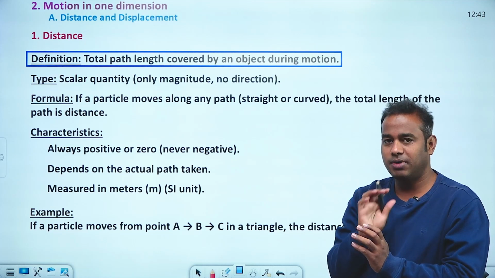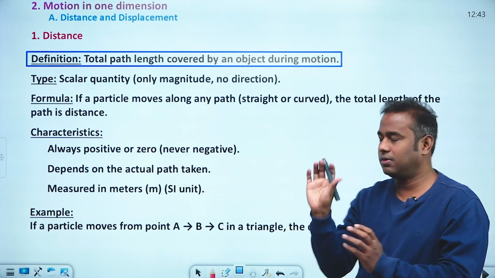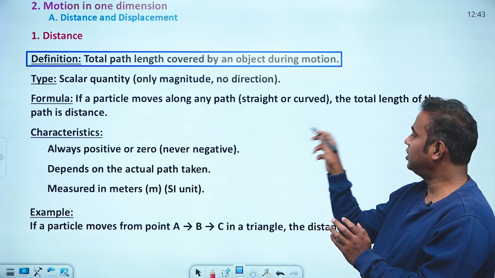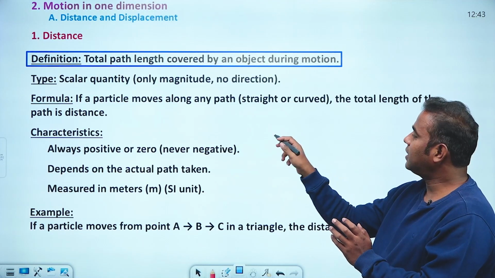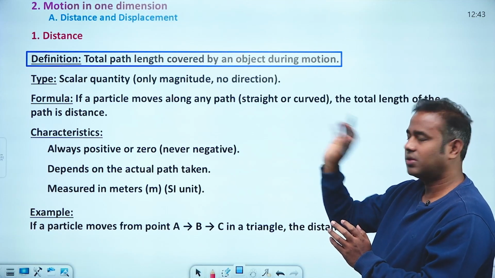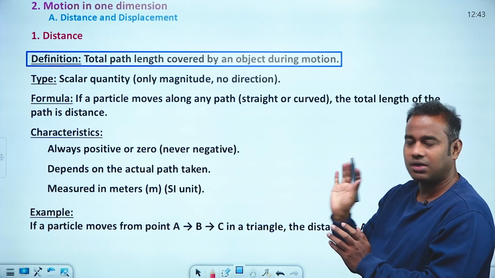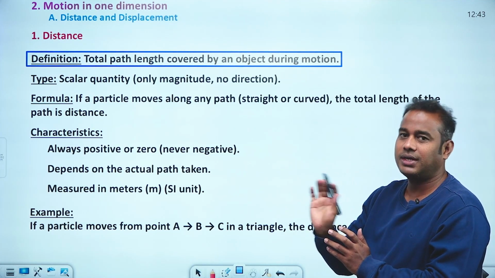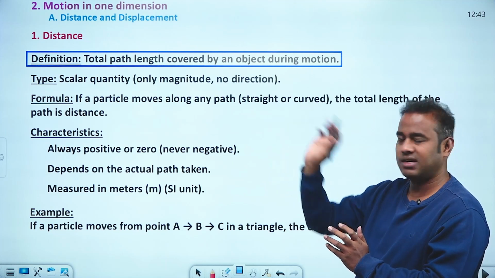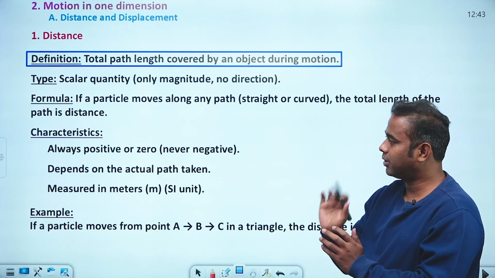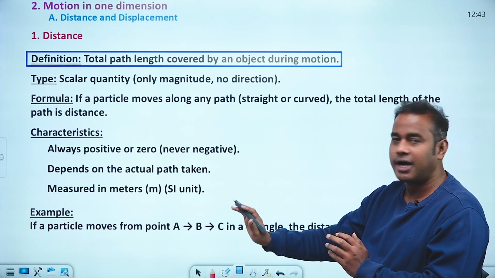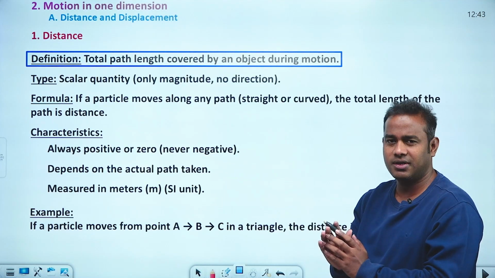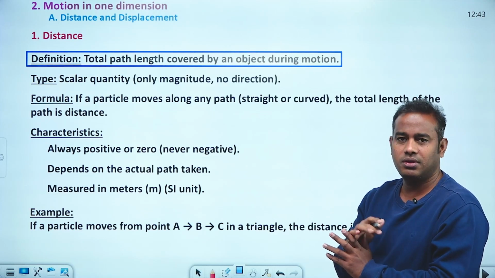Why? Because either the object is at rest or it is in motion. When it takes a motion, this quantity is positive. Or else when it is at rest, the distance is 0. There is no change here, so no change means it will be 0. But it can never be negative. Why it can never be negative, you will be able to compare when we talk about displacement. Now, these are some points. It depends upon the actual path taken. In the SI system, generally we measure in meters. In the CGS system, we measure in centimeters.